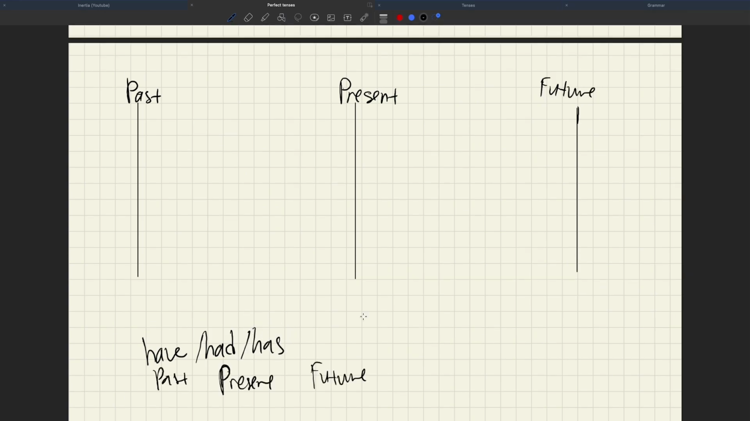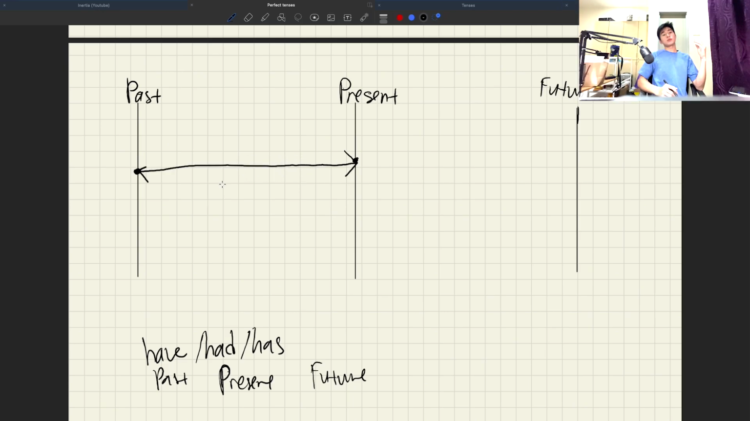So guys, as I said, I have always been encouraging people to draw the timeline when it comes to problems like this. As you can see, we have past, present, future, right? So right now is present. So right now I'm here. So when we use have or has, we are talking about an event that had started from the past but is still continuing up to our present time. Okay? So past to present. So we will use have and has for that.